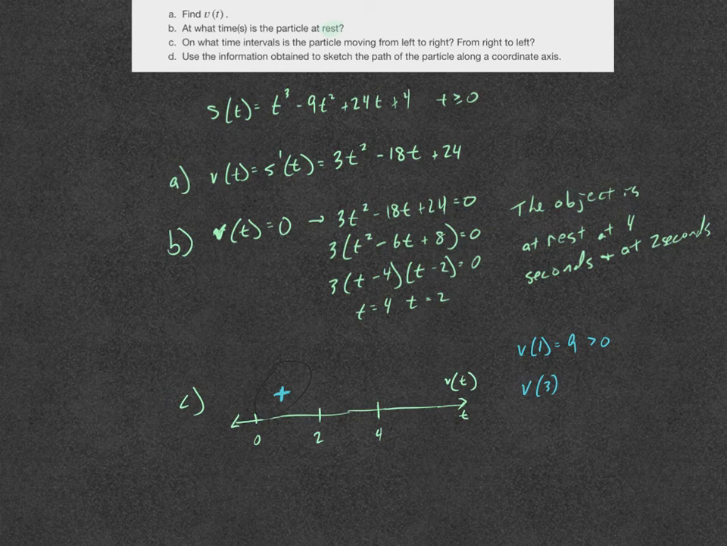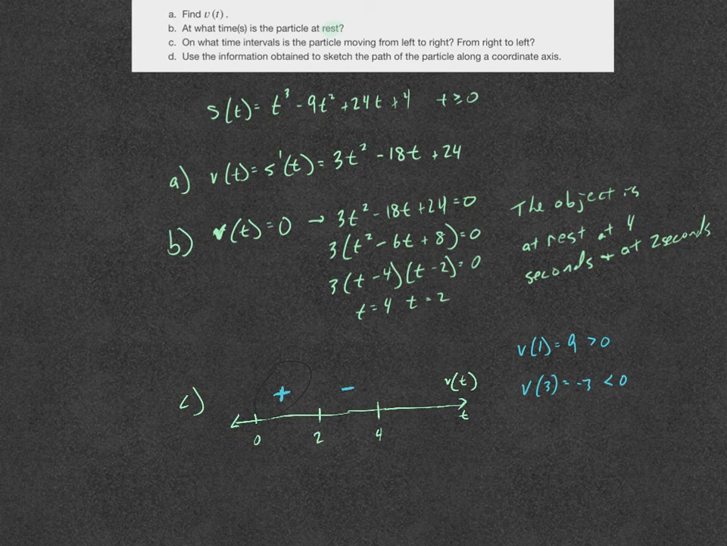3 squared is 9, times 3 is 27, and then minus 18 times 3, and then add the 24. Again, I typed this into my calculator, and I got negative 3, and negative 3 is definitely less than 0, so I'm going to label a minus sign there. The velocity is negative, it's moving to the left.